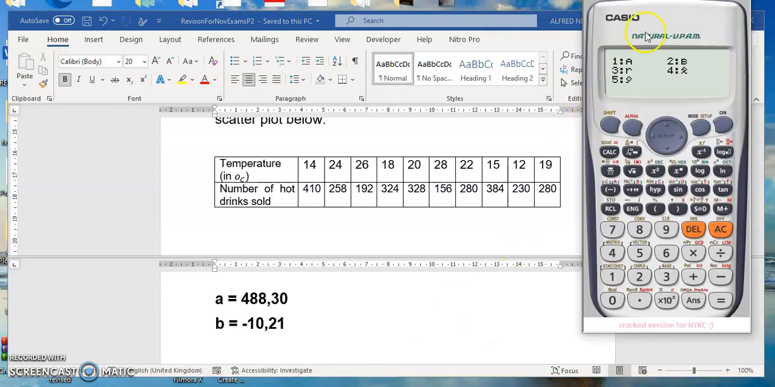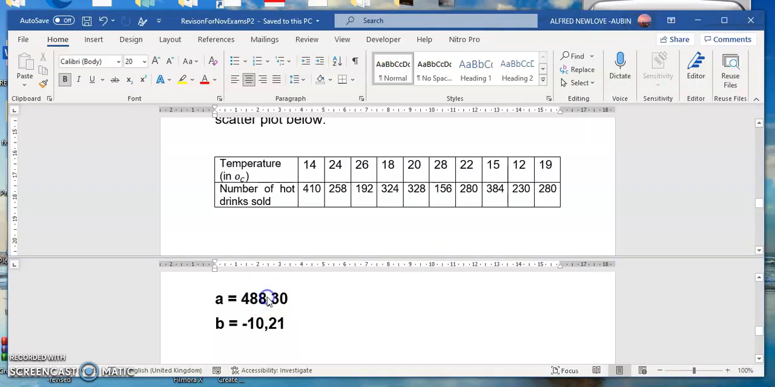What is my A? This is the A, which is 1. So you press 1 equal. You have 489.46. So you write your 489.46. So I have my 489.46.